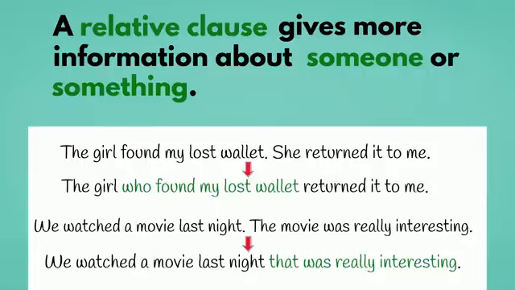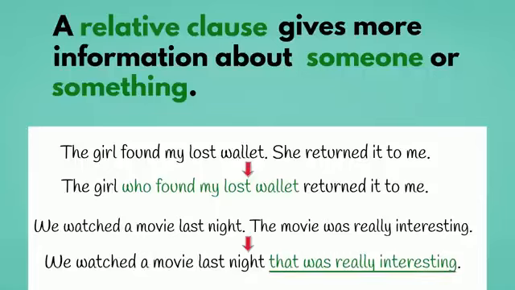Here are another two sentences. We watched a movie last night. The movie was really interesting. Let's join them using a relative clause. We watched a movie last night that was really interesting. The relative clause, that was really interesting, provides more information about the movie.